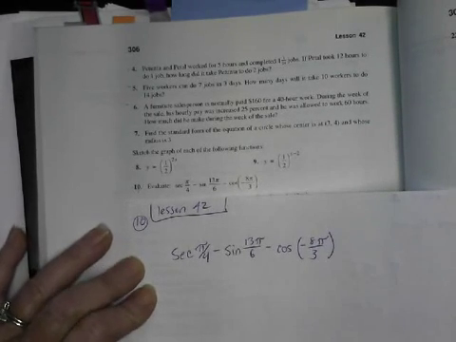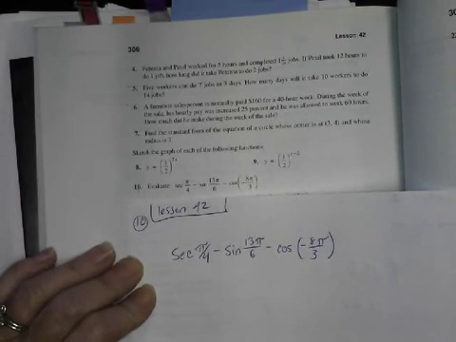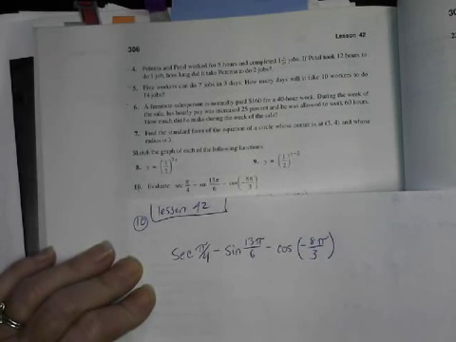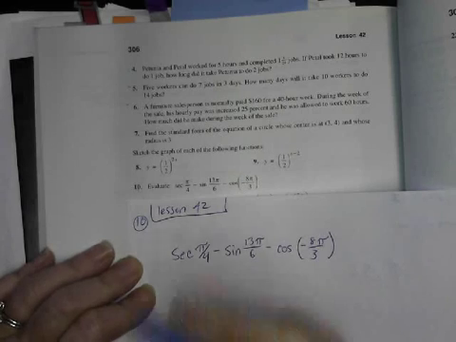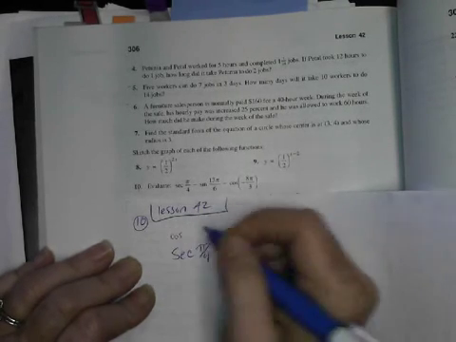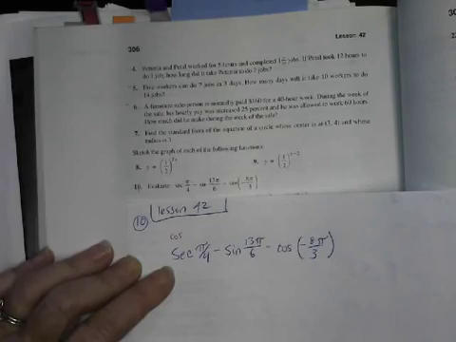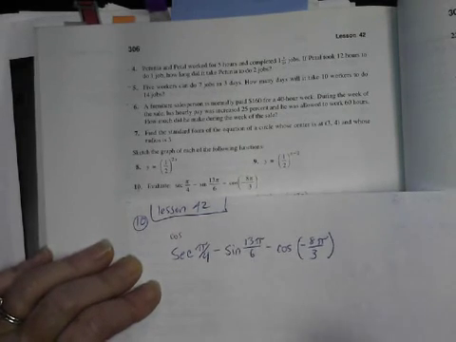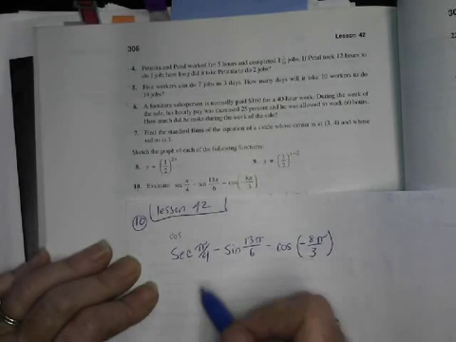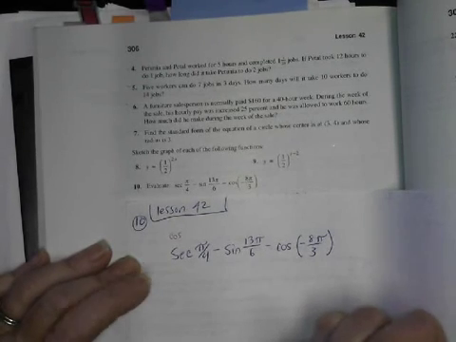So let me ask Cameron. Secant is the reciprocal of which one? Sine or cosine? Cosine? Yes. So cosine and secant go together. And maybe we need to turn these into degrees.